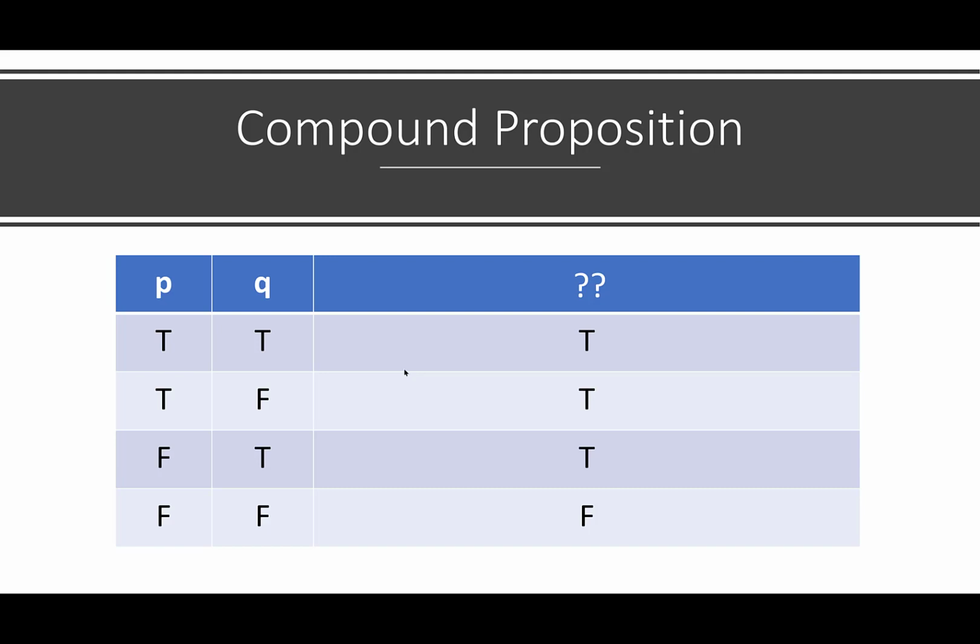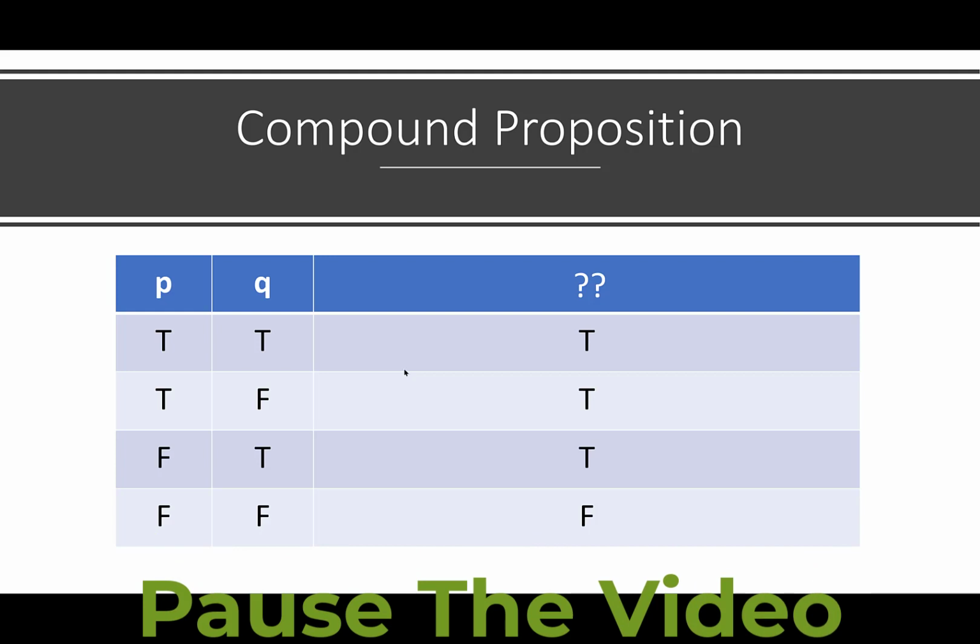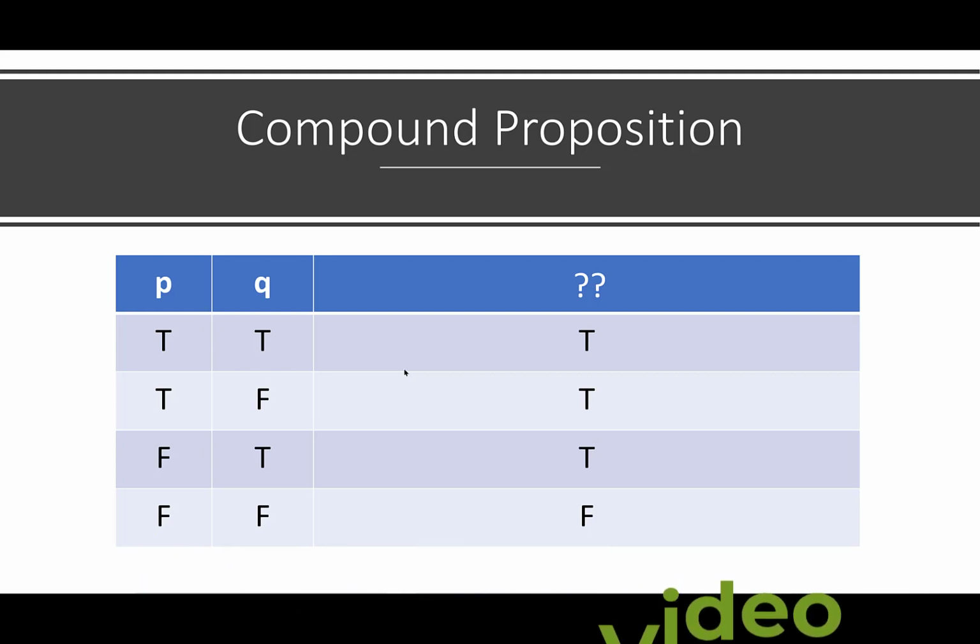So I'm going to pause the video for a minute. Well, I'm not going to pause. You're going to pause the video for a minute, and I want you to take a stab at coming up with a compound proposition that can go right there where the question marks are, that would give us those values of true, true, true, false, based on whatever P and Q's values are in each of those rows. All right, and we're back.